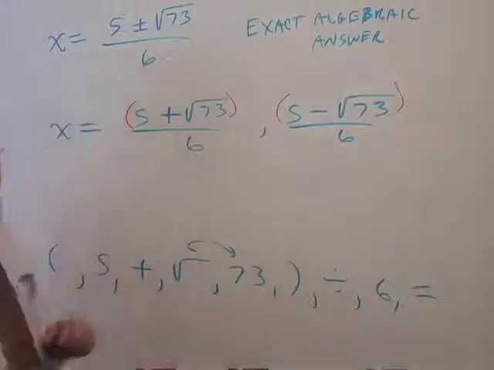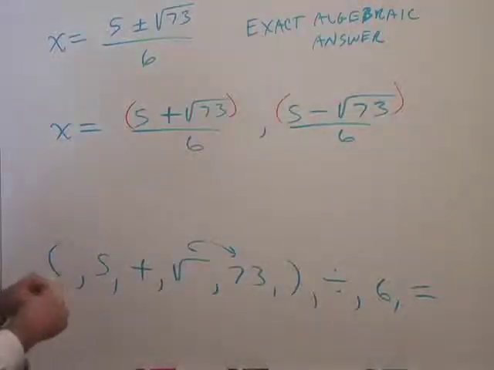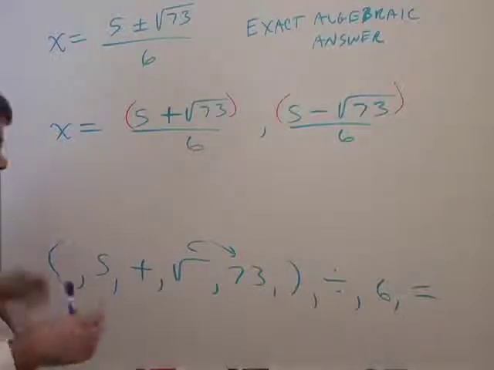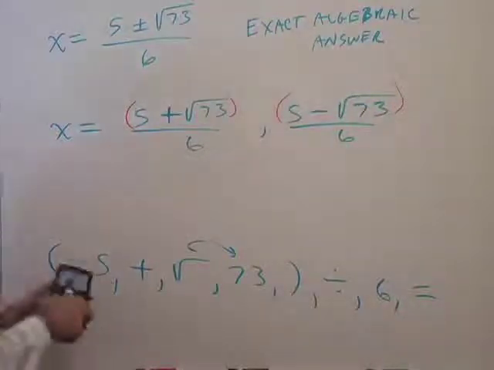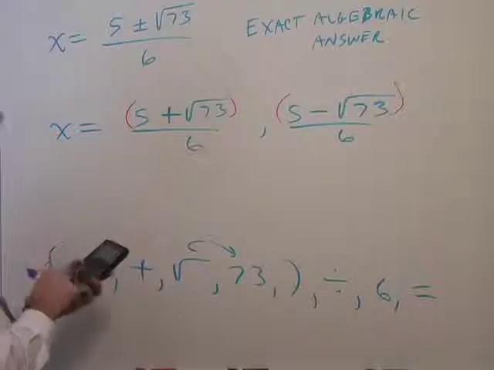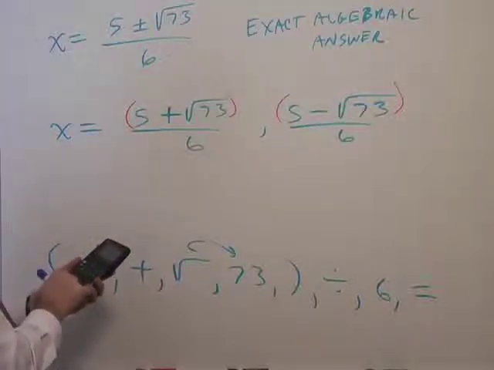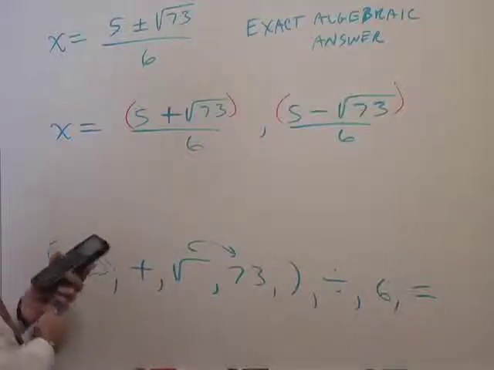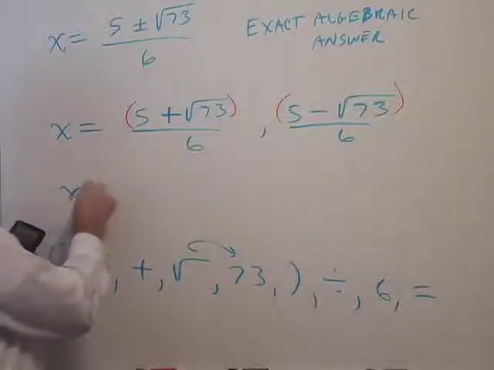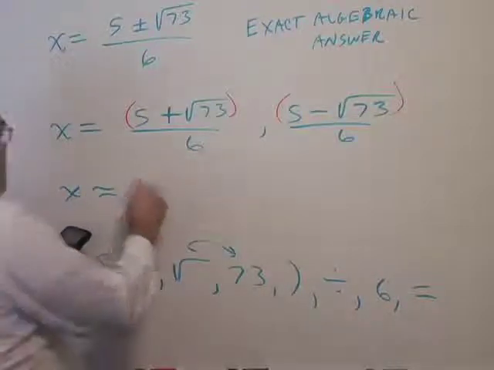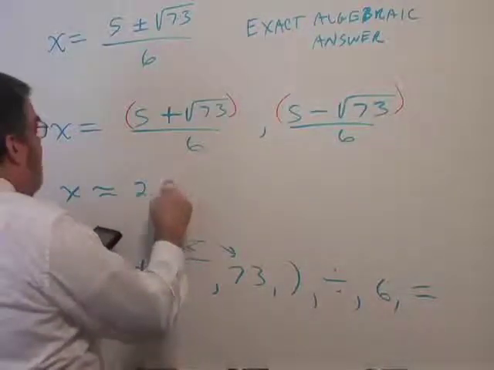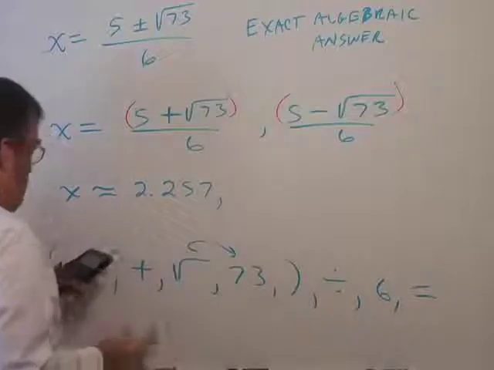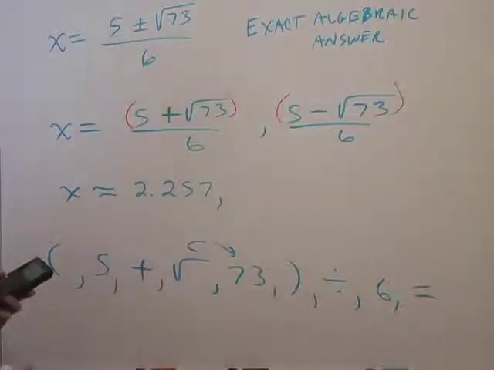You'll need to put 73 and then the square root button, and then hit the right parenthesis. However you do that, let's see, what do you get? All right, so you should get [the square root of 73] divided by 6. X is approximately 2.257. That's one of my answers.